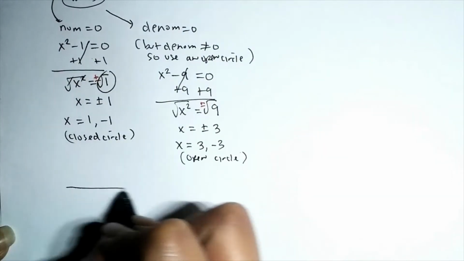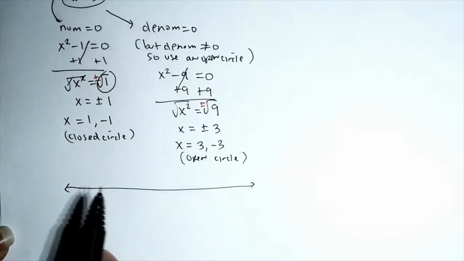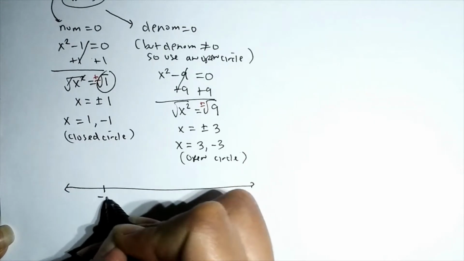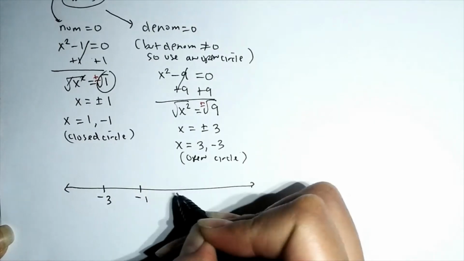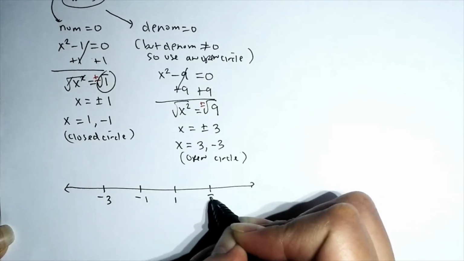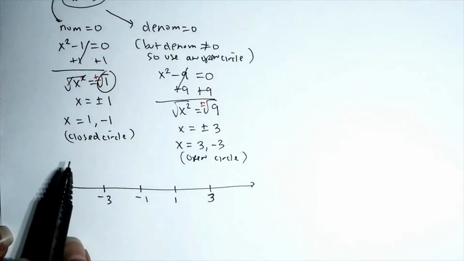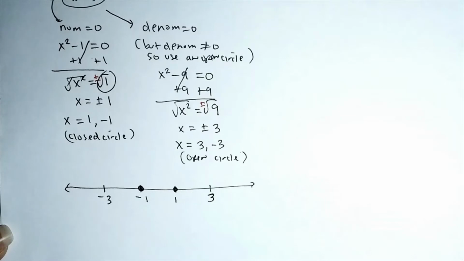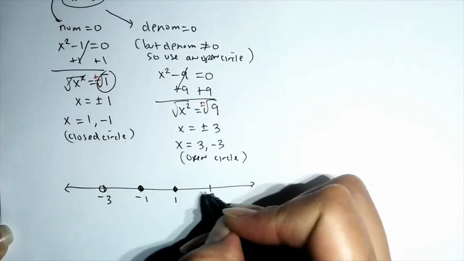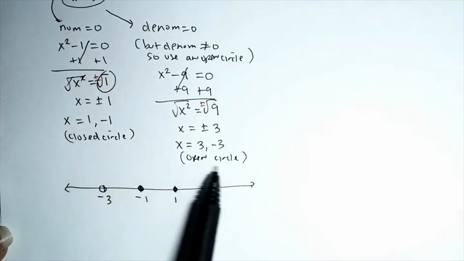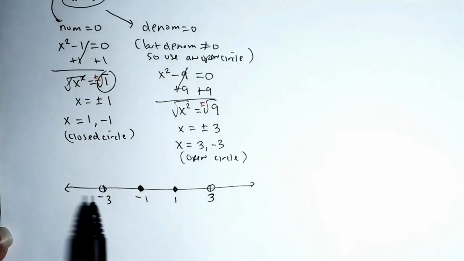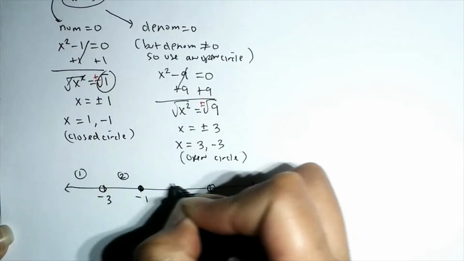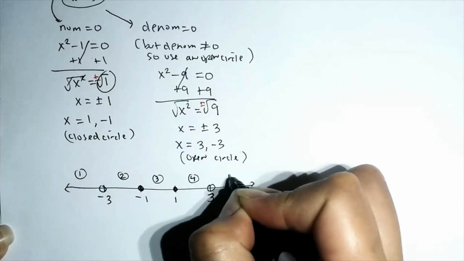Okay, so let's go ahead and locate these zeros. So we have a 1, negative 1, 3, negative 3. So we have a negative 3, negative 1, positive 1, and then positive 3. Closed circles at 1 and negative 1, open circles at 3 and negative 3. Fantastic. So we have 1, 2, 3, 4 zeros, which is going to split the number line into 1, 2, 3, 4, 5 test intervals. So we go ahead and label them 1, 2, 3, 4, 5.